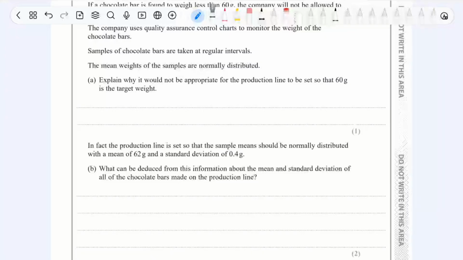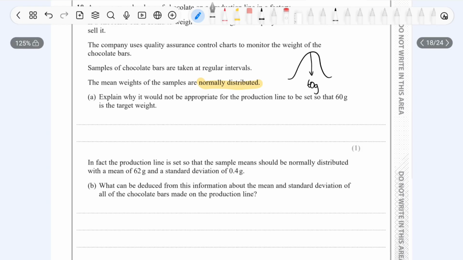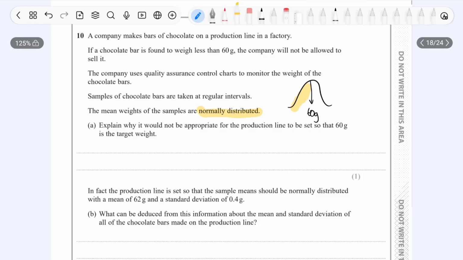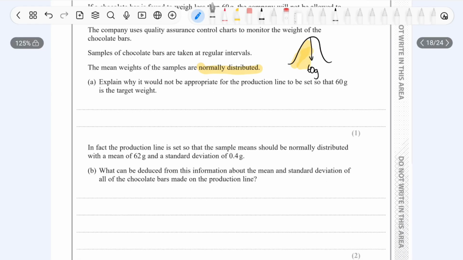So quite literally, if 60 grams is the target weight and it is normally distributed, so again we're going to introduce our bell-shaped curve. 60 grams is the target, and the target is always the mean. So the mean is going to be what you're targeting. Now if you target 60 grams as your mean, anything less than 60 grams is not allowed to be sold. We'll not be allowed to sell it. So would you want to do that? Probably not. So that's the reason you're going to put.